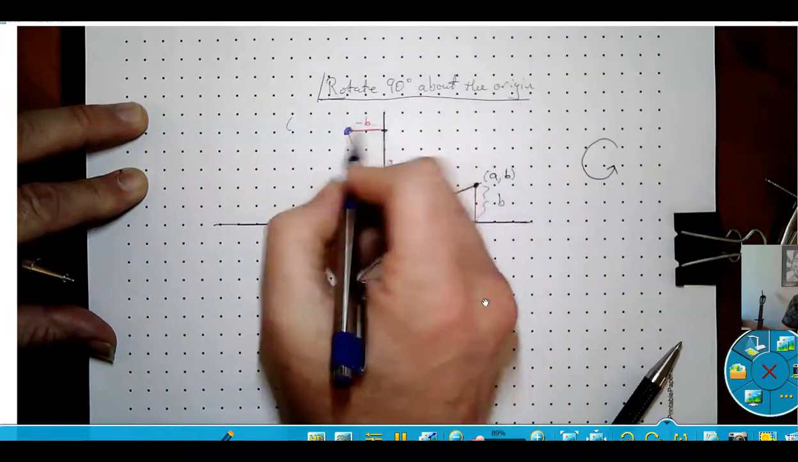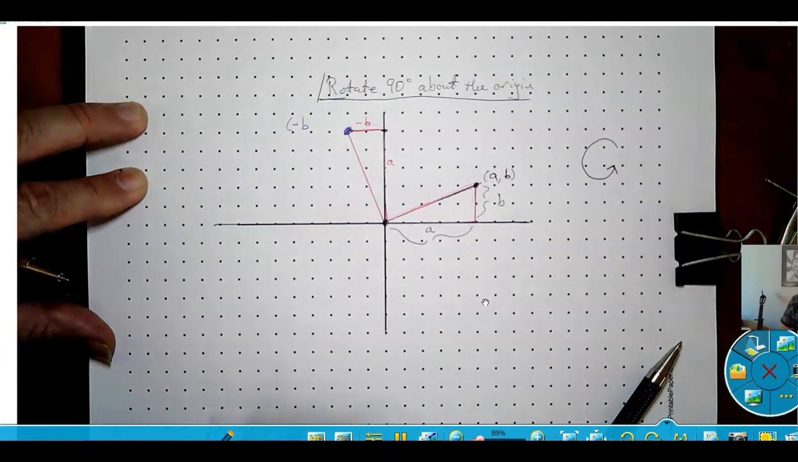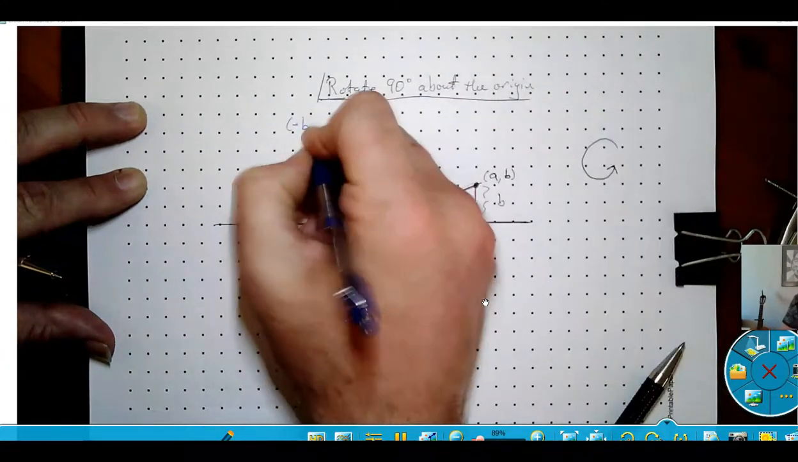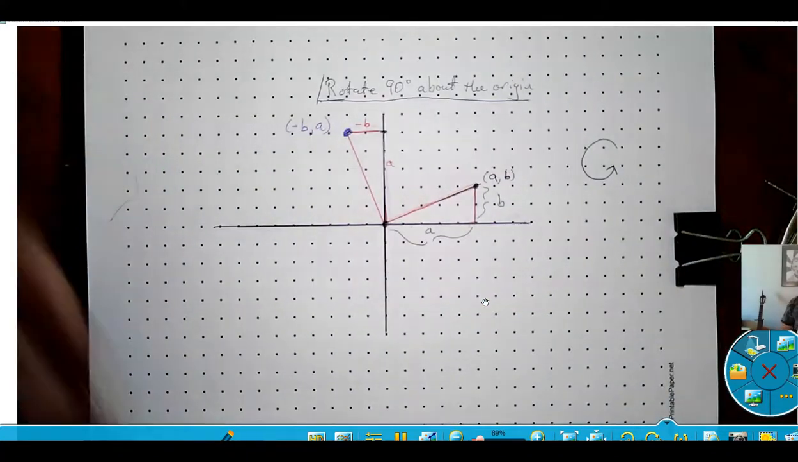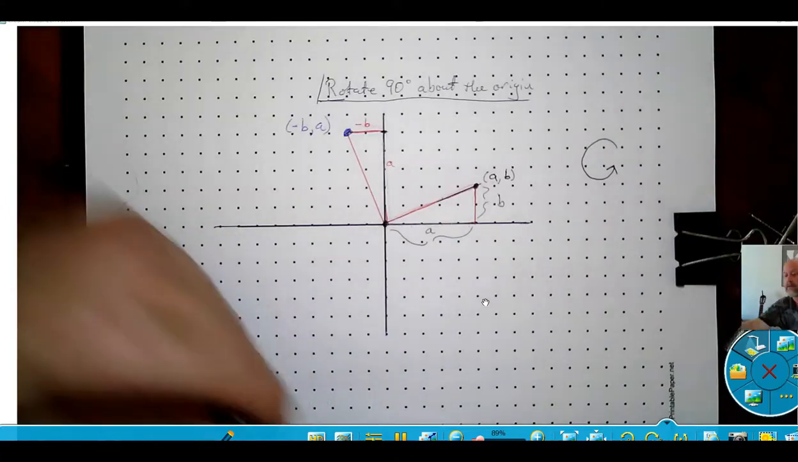Let's see, the x coordinate is now negative B. And the y coordinate, how tall it is, now A. Right? So that gives us something. Do I have something that'll write bigger? This will work.